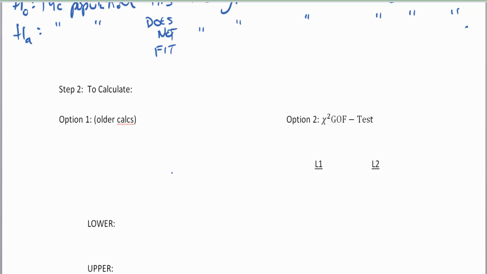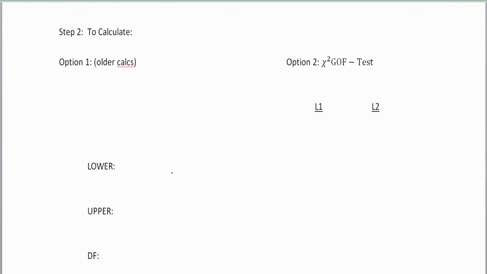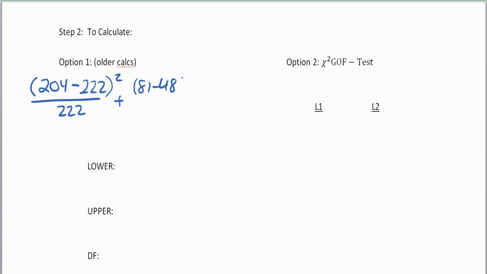So what's nice about this example is that there's just not a lot to it. There are only 3 columns, and the 3 columns are going to be easy to tabulate with an older calculator. So we take our observed minus our expected, and I could have done this in step 0, but I can do it down here as well. And then we divide that by the expected, plus the observed minus the expected divided by the expected. And then finally, for the last column, the observed minus the expected divided by the expected.